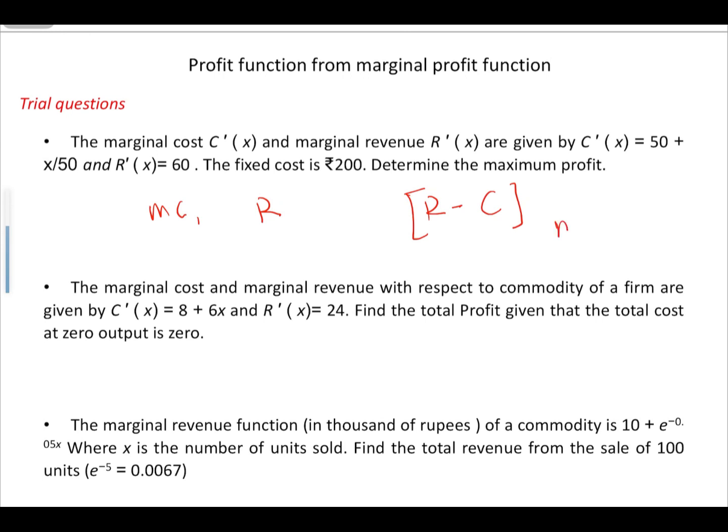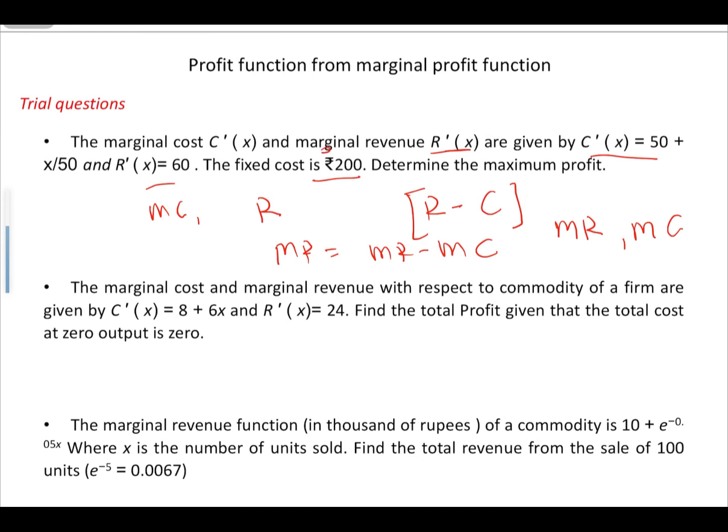And therefore, if you have the marginal revenue and then marginal cost, the marginal profit is equal to the marginal revenue minus what, the marginal cost. So in this type of question, it's a little bit different from what we solved up there. Basically, the marginal cost function has been given to you and the marginal revenue function has been given to you, which is this one and this one respectively, and they are saying that the fixed cost is 200 yen.